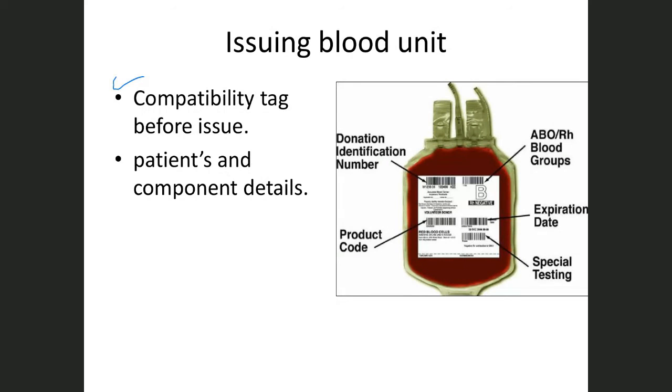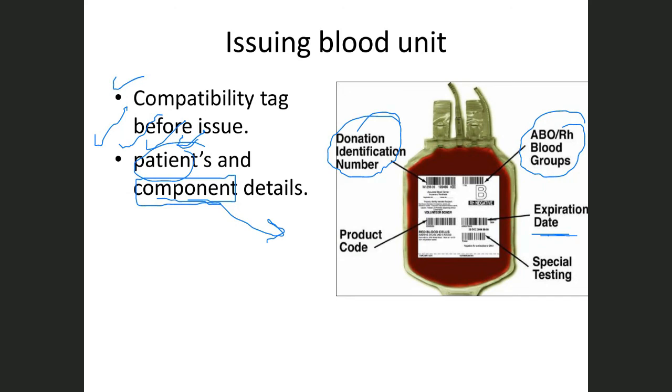Okay, so we talked about the patient. Let's talk now about the component. We said the patient needs the name, the ID, the ward, for example, maybe also the date of birth. As for the component, the important details should be the ABO group, the Rh group, the expiration date, a special ID or donation number, and the product itself. So these are the most important things to present on the tag.